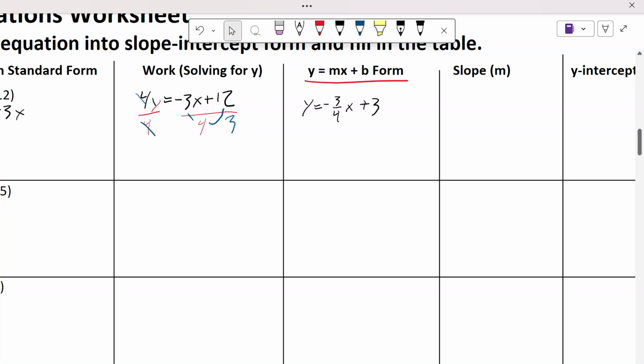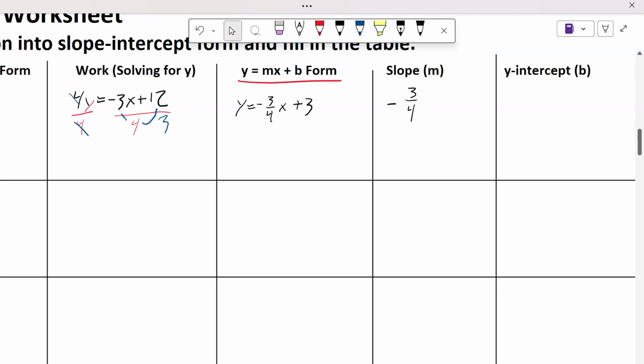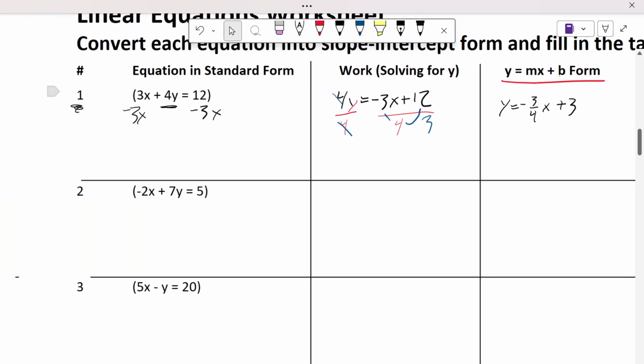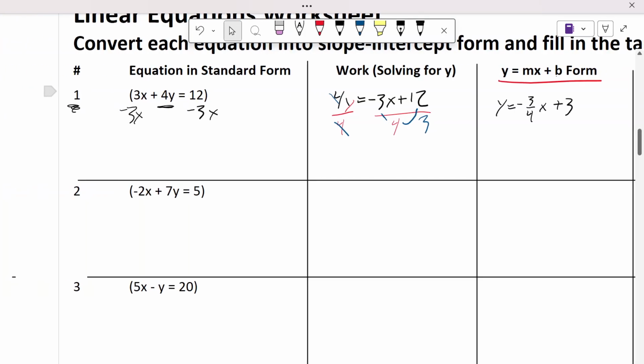And then we got our slope, which is m, which will be negative 3/4. And we have our y-intercept, which we'll refer to as b, but what we're going to call it in the future is y-intercept, which will be 3. Okay, and we'll do the first couple problems, and then I'll let you do the rest. And then I'll fill in the gaps, and we'll compare notes.